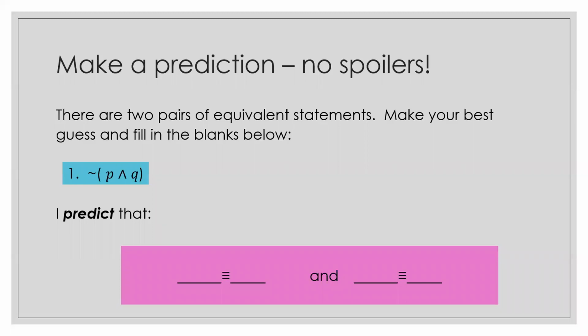Statement one is the negation of P and Q. Statement two is not P and not Q. Statement three is the negation of P or Q. And statement four is not P or not Q. All right, so pause the video and write down what you think the equivalent statements are. There are two pairs. Write that down, and then proceed.